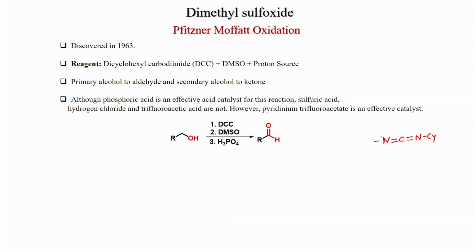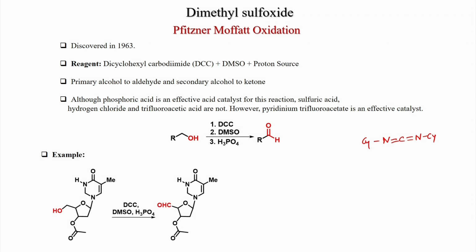This is the DCC structure, dicyclohexylcarbodiimide, DMSO and phosphoric acid. Under this condition, you can selectively oxidize primary alcohol. If you see this complex structure, here you have an acetate group, here a tetrahydrofuran motif, and these groups are not disturbed. You can selectively get oxidation of the alcohol to the aldehyde.